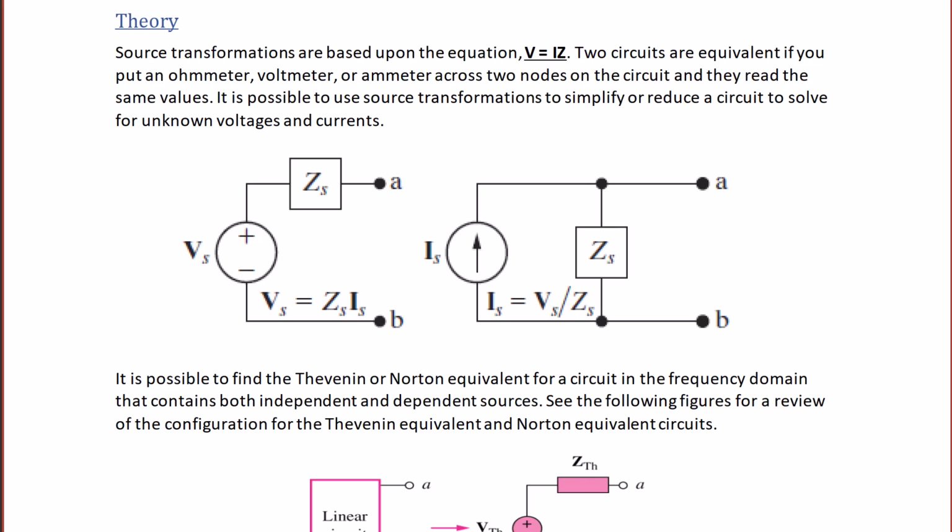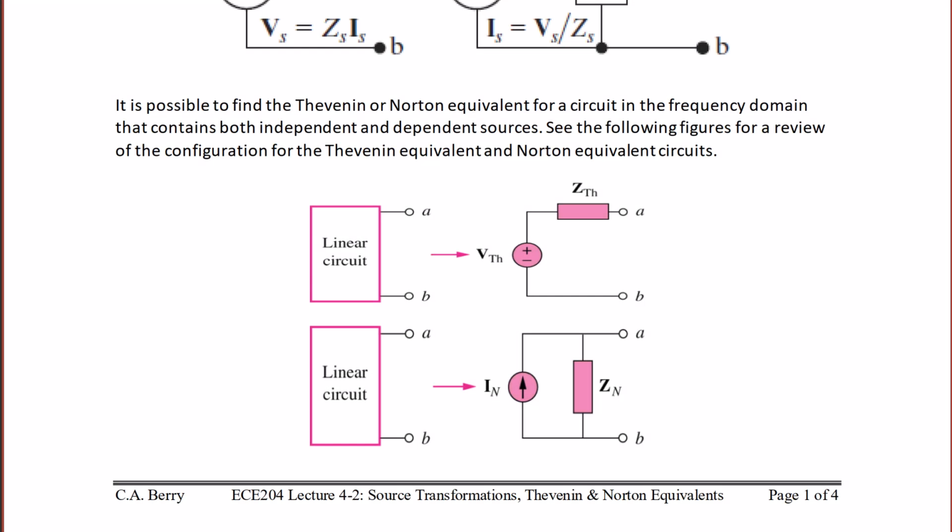It is also possible to find the Thevenin or Norton equivalent for a circuit in the frequency domain that contains both independent and dependent sources by using the following figures or reviewing the configuration for Thevenin equivalent and Norton equivalent circuits. You can also use source transformations to find the Thevenin and Norton equivalent when you don't have dependent sources. So the following two figures show the Thevenin equivalent and Norton equivalent for a circuit. Notice that the Thevenin equivalent is a voltage source in series with an impedance, and the Norton equivalent is a current source in parallel with an impedance, and you can transform between the two of these by using source transformations.